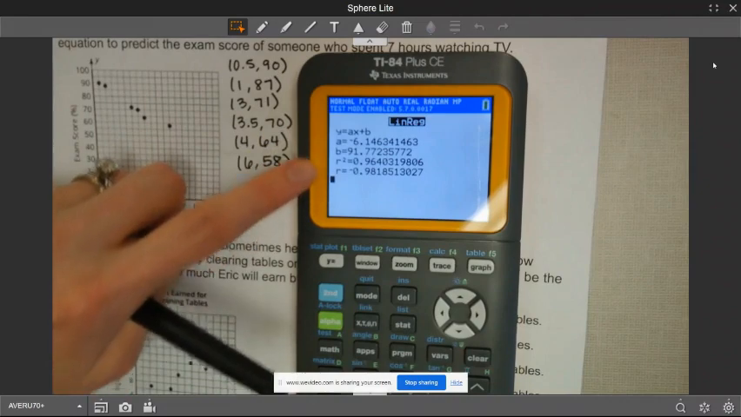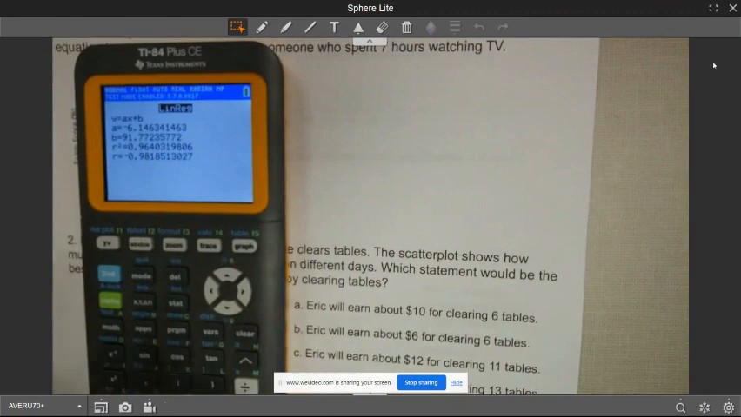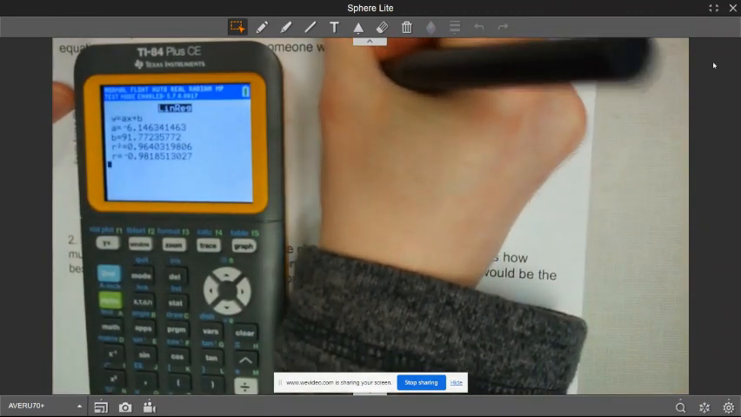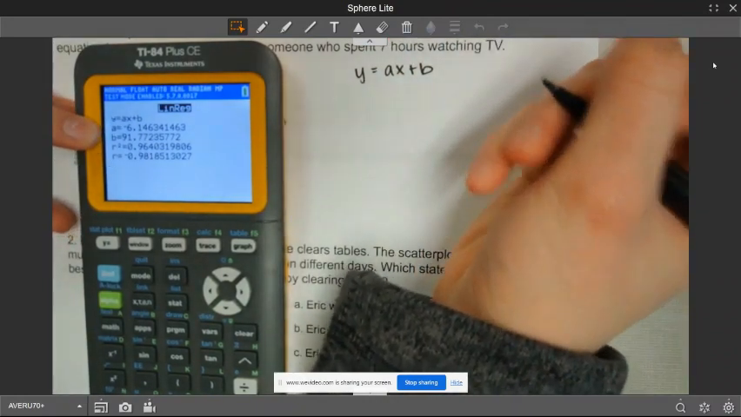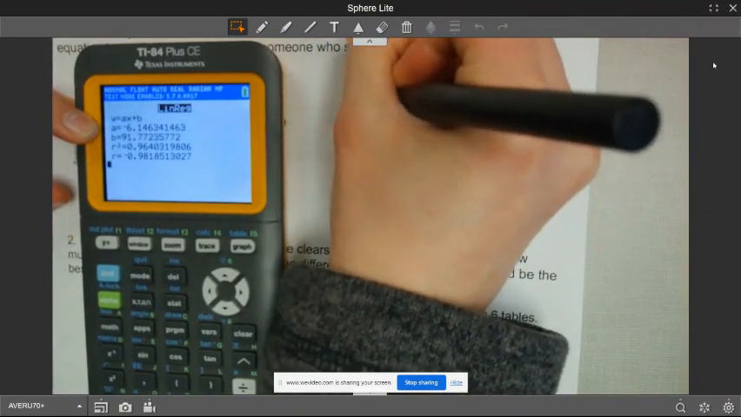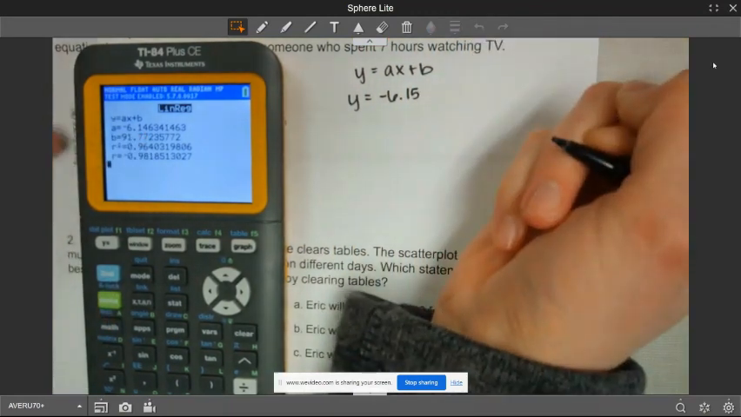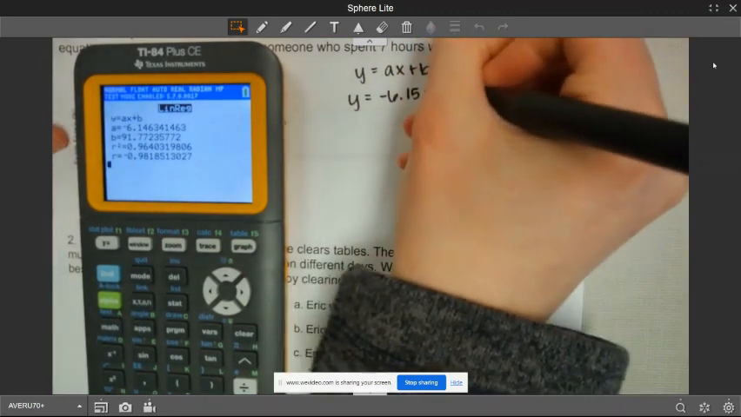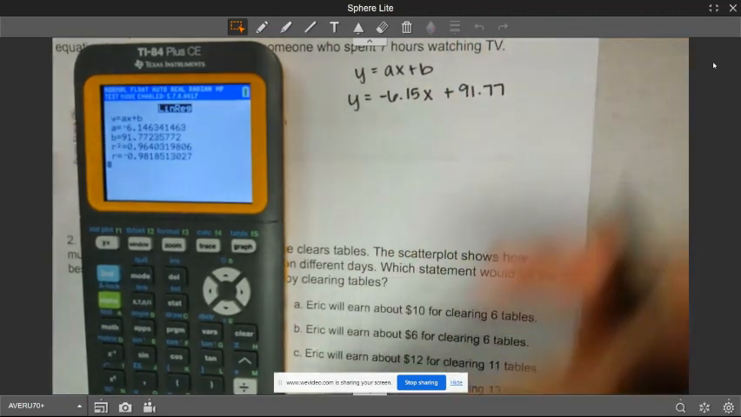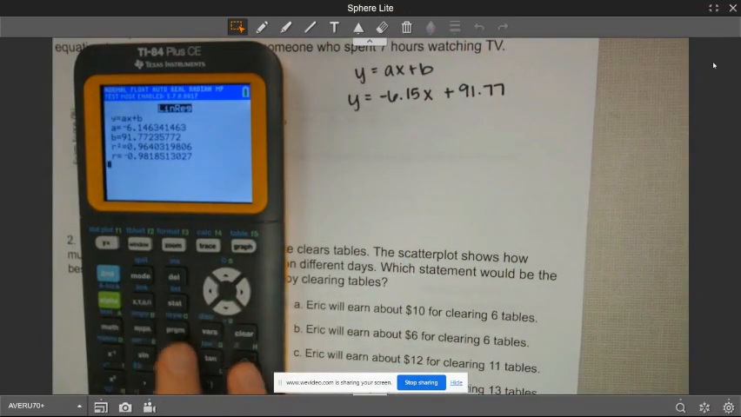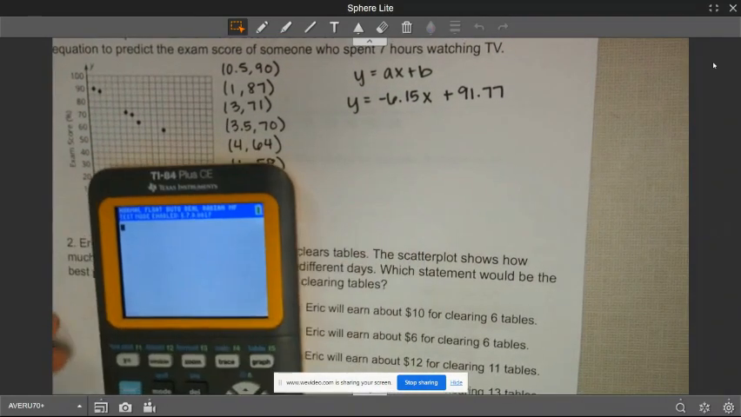And look, I get a message that has y equals ax plus b, a number for a, and a number for b. So all of our equations are in this format. I'm going to round to the hundredths place. So y is equal to negative 6.15, because this 6 in the thousandths place is going to bump that 4 up. x plus b, I'm going to say 91.77. Now I have an equation for this line that will go through these points.